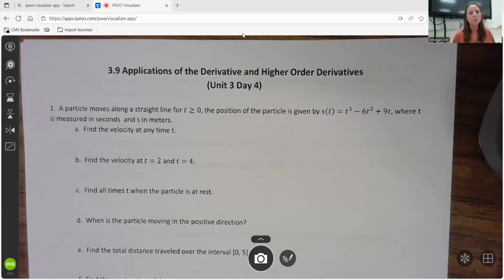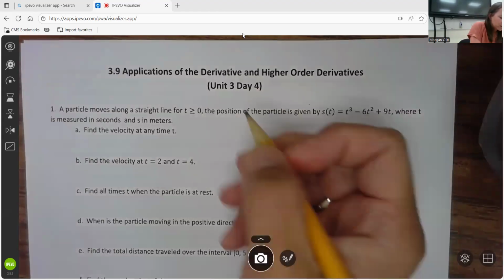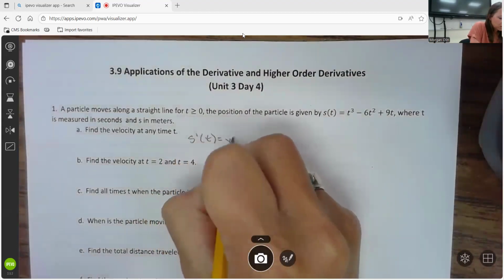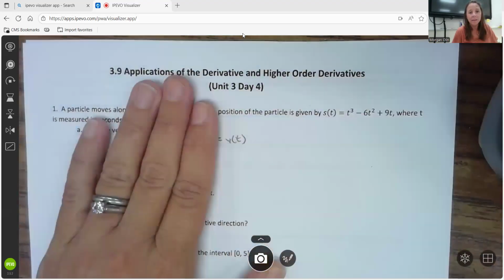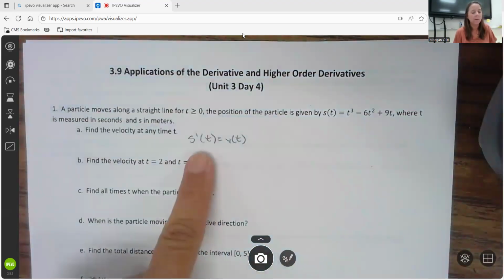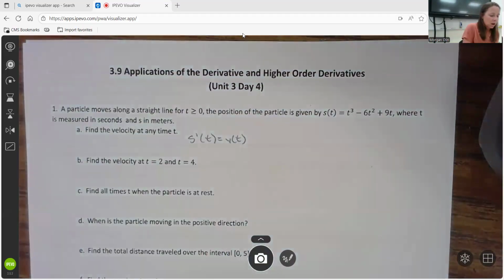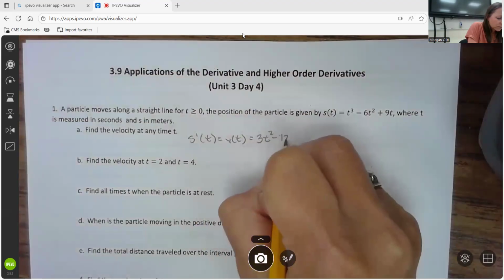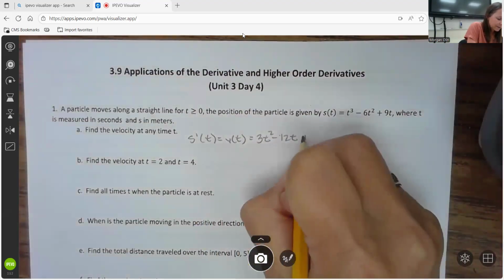We should know that the velocity is the derivative. So s prime, make sure of the notation. Don't just put v of t like this. Make sure you say where it came from. It came from the first derivative of s of t. And we get 3t squared minus 12t plus 9.